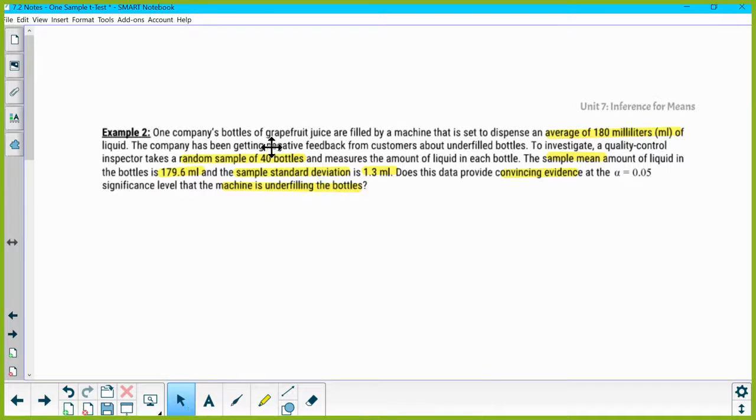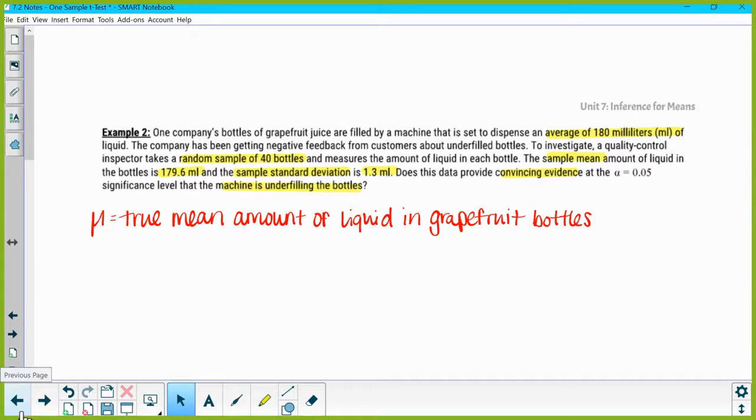One thing I'm really happy about is my sample size is pretty large, so I know I'm not going to have to graph anything. I don't have data anyway, so I couldn't graph it if I wanted to. So let's first define our parameter. Mu is equal to the true mean amount of liquid in grapefruit bottles. My null is that they are expecting that the bottles should have 180 milliliters. However, my alternative is they think that they are underfilling the bottles. So my null is that mu should be equal to 180. My alternative is that they think the actual mean is less than 180.